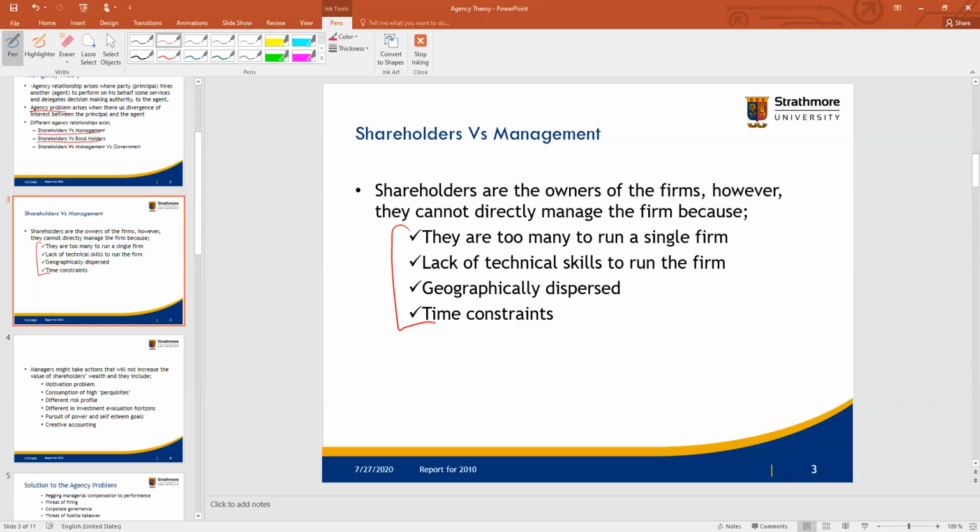So if that's the case, what do you do? Of course, you have to get someone else who is going to be able to dedicate the time required in order to run a business effectively. So in that case, as a shareholder, you may have to appoint managers, because with your time constraint, you don't have enough time to run your business well. In the case of geographical dispersion, we are saying that in most cases, shareholders are going to be in different locations altogether.